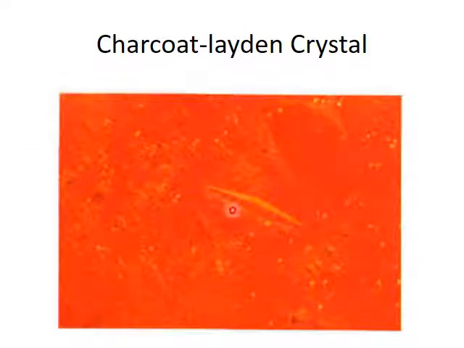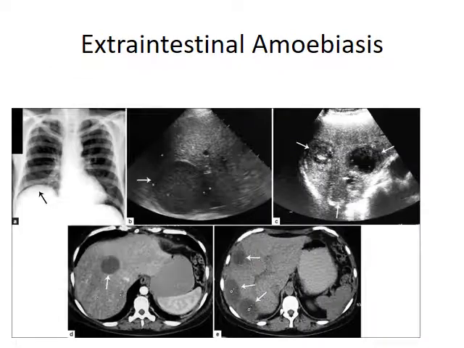These are the charcoal laden crystals, which are the characteristic microscopic feature of amoebic dysentery. Charcoal laden crystals are formed because of the breakdown of eosinophils. And for the extraintestinal amoebiasis, as we have already seen, imaging techniques are more helpful, like X-ray, CT scan, MRI and sonography.